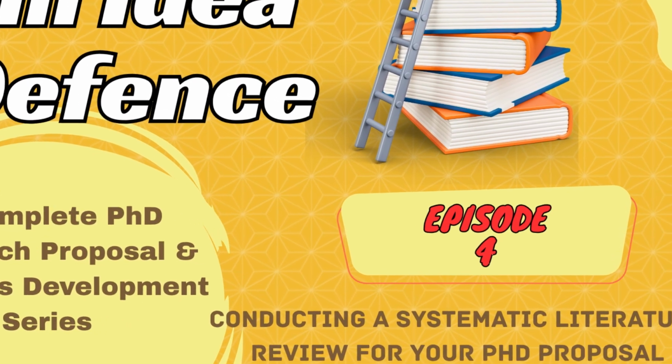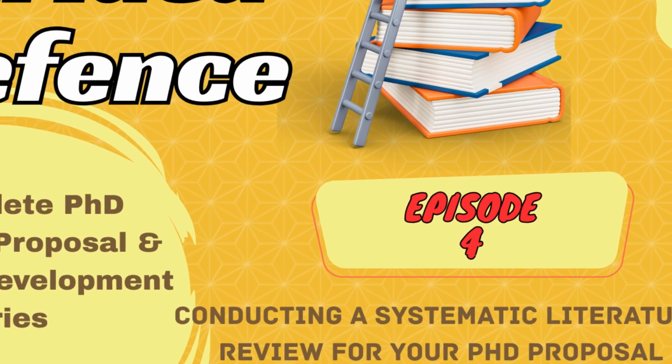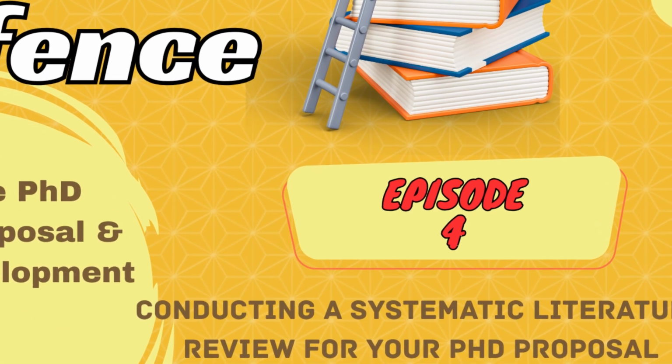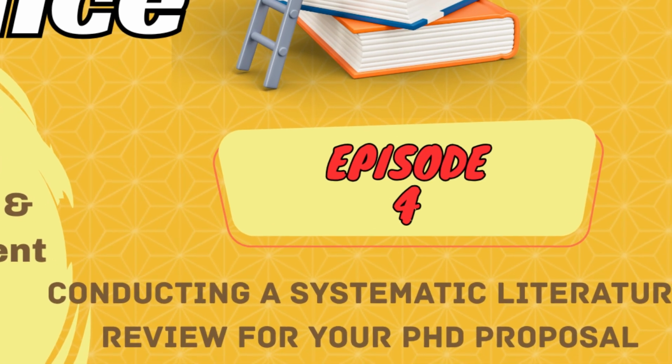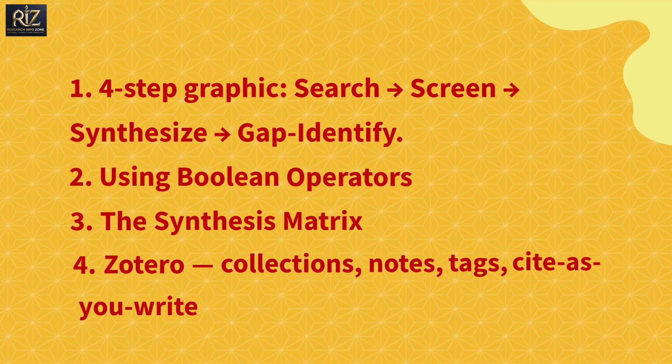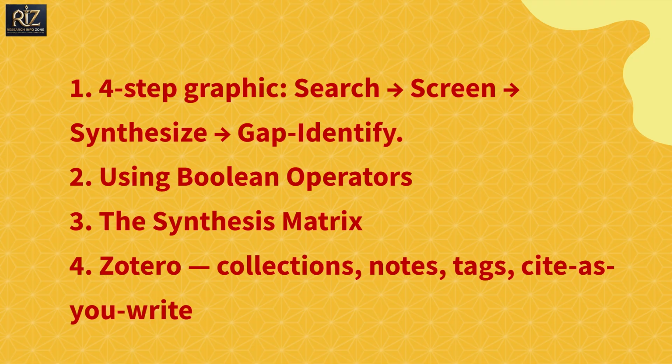In episode 4, we are diving into how to conduct a systematic literature review, the foundation of your entire PhD proposal. We are covering the 4-step review process, how to use Boolean operators to master databases like Scopus and Web of Science, and I'll share the secret weapon of every top-tier researcher, the synthesis matrix. Organizing papers using Zotero. Let's start with the basics.